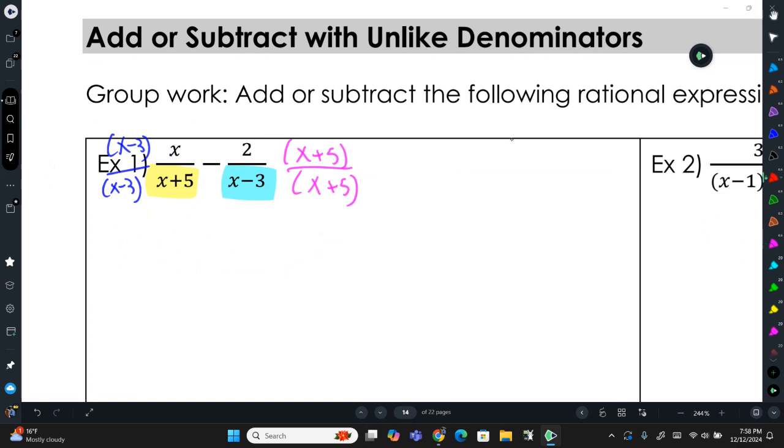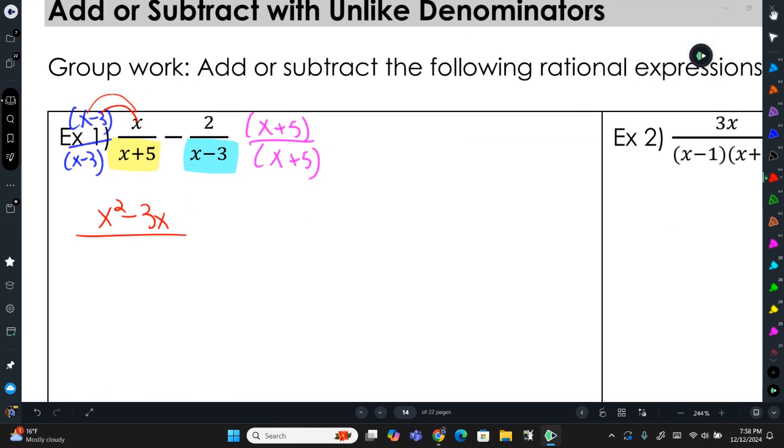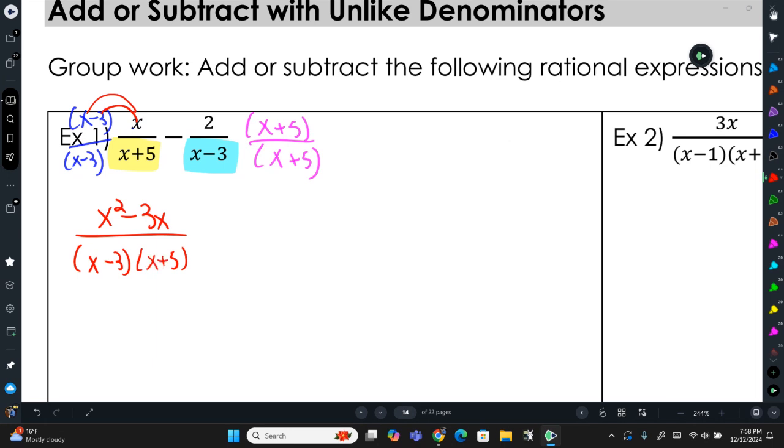So now we have to multiply x times x is x squared minus 3 times x, so 3x over x minus 3 times x plus 5. And then we have minus 2x plus 10 over x minus 3 times x plus 5.